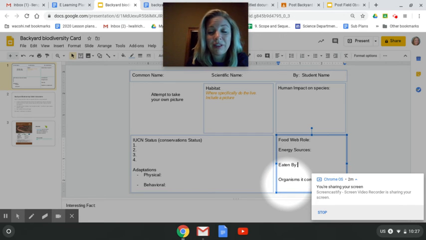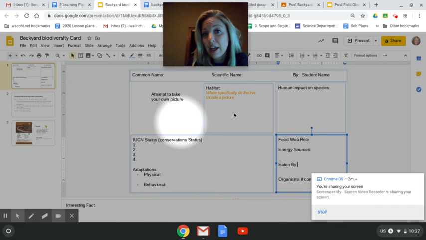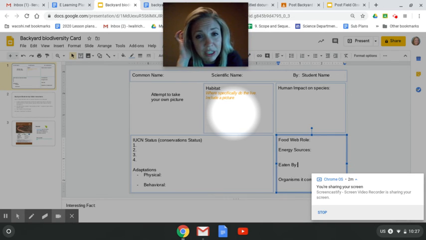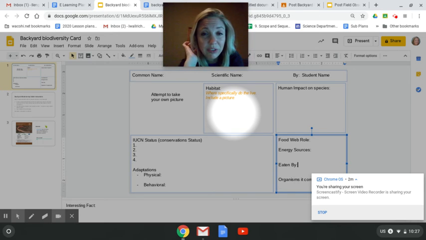Okay, so it's pretty simple. My thought is you would do it for the organism that you did for your backyard observation. But if your heart does not desire to do it on that organism, that's fine. Please do it on an organism that is native to your backyard, even if it's one that you don't see. If you've seen one back there before, or you know they live in the area but you don't see them, you can choose them.